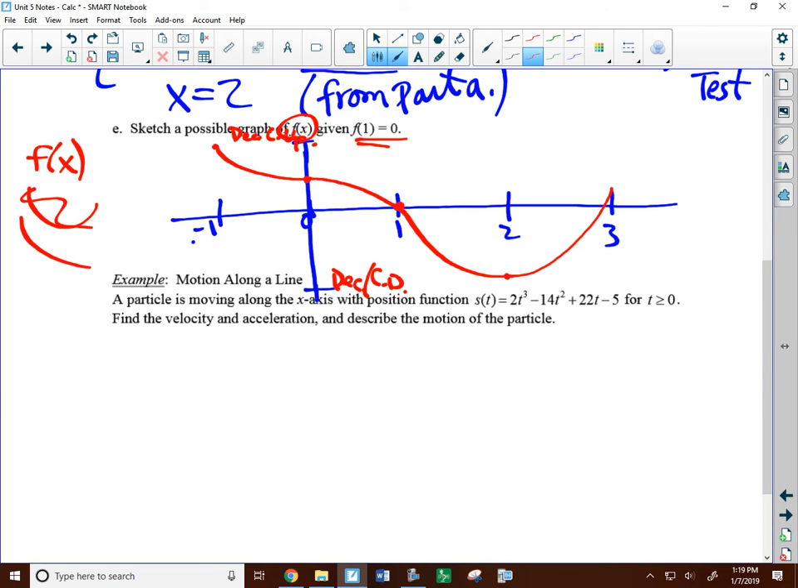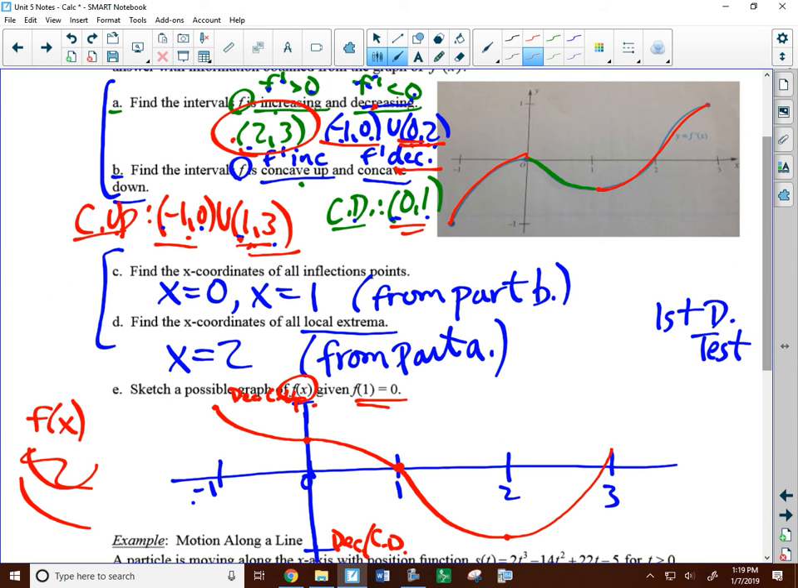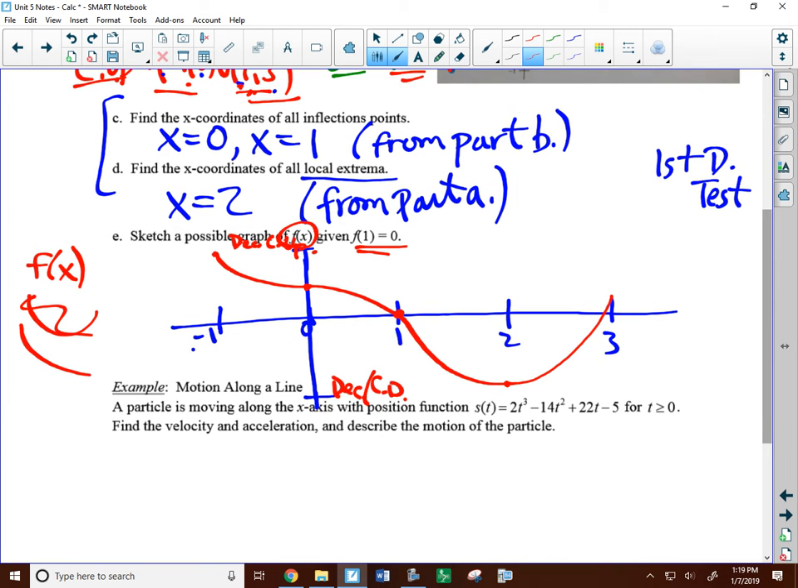So let's verify everything. We'll look at A. It's got to be decreasing everywhere except 2 to 3. There's a break here, it's even. And decreasing, and then 2 to 3, it's increasing.